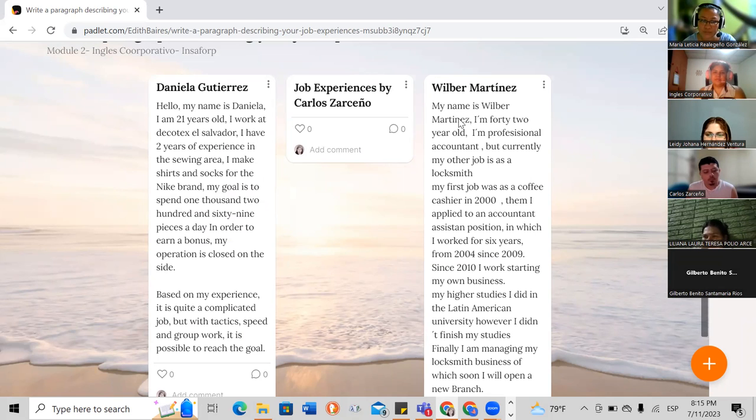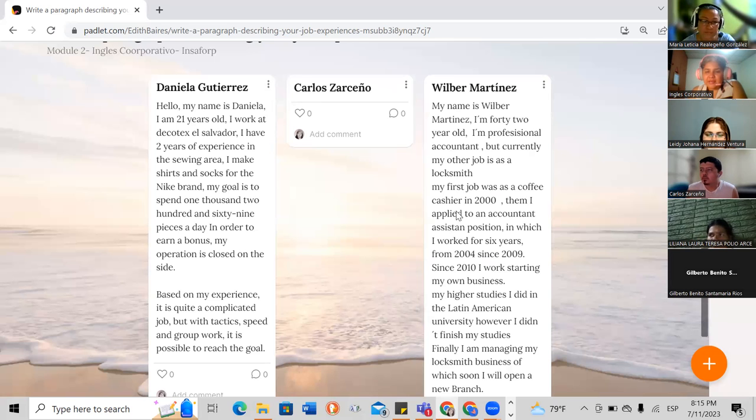It says, my name is Wilber Martinez. I'm 42 years old. That's a professional account. I'm a professional accountant, but currently my other job is a locksmith. My first job was a coffee cashier in 2000. Then I applied to an accountant assistant position in which I worked for six years. I have been working here for 6 years, from 2004 to 2009.